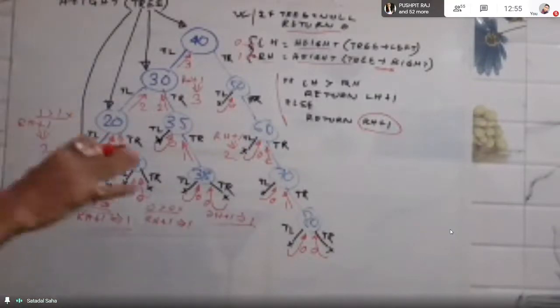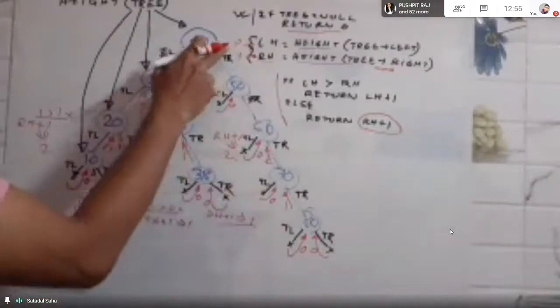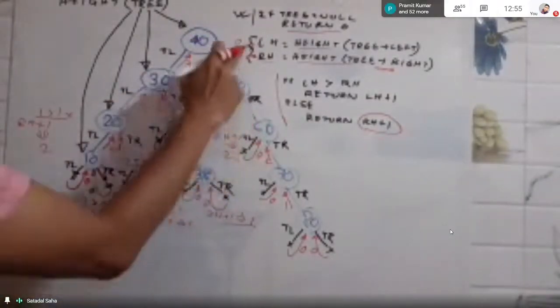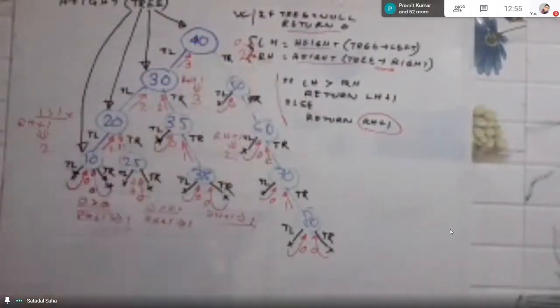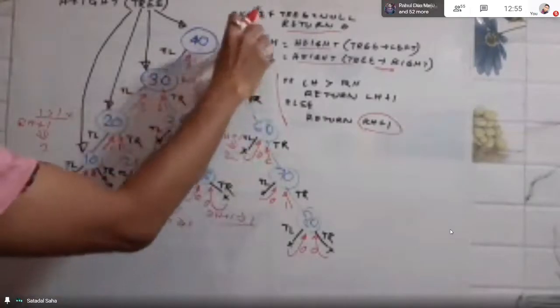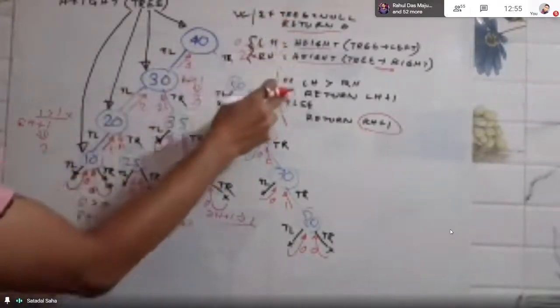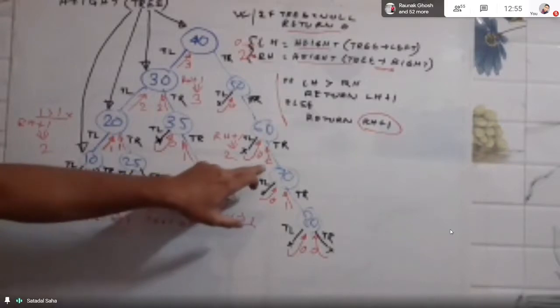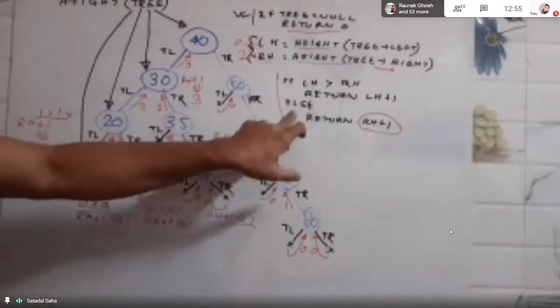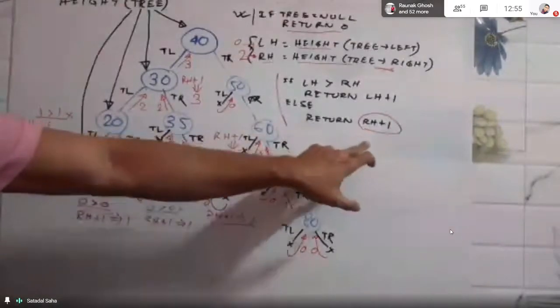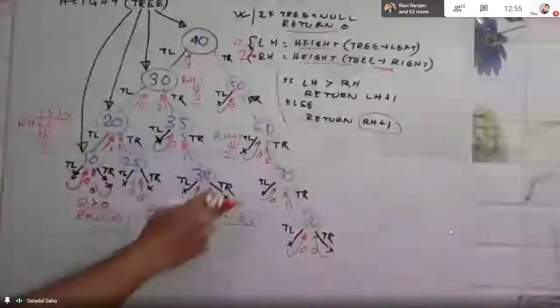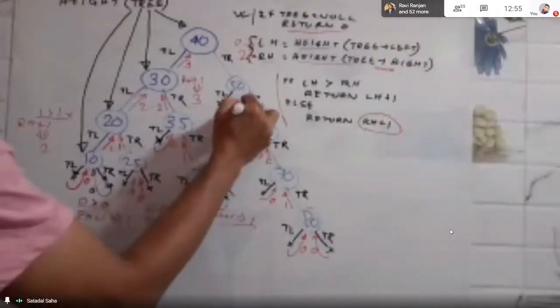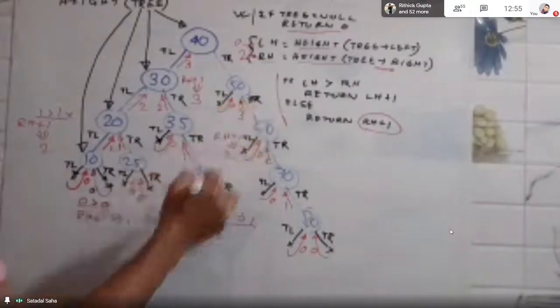Now sitting at 60, it has the left height as 0 and the right height as 2. So again, sitting at 60, these two lines have been executed. It will go to the if block and compare whether LH is greater than RH or not. In this case, obviously LH is not greater than RH, so it will go to the else part and return RH plus 1. So RH plus 1 in this case is 2 plus 1, which is 3, so it will return back 3.